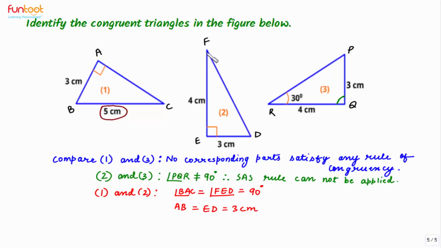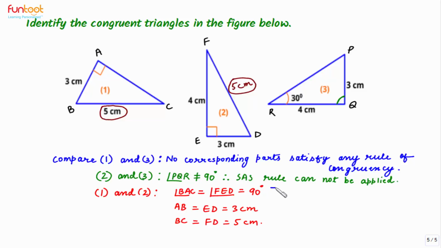Hypotenuse DF square will be equal to 3 square plus 4 square. That means DF square will be equal to 25 and DF will be 5 centimeters. So very easily, by application of Pythagoras theorem, you can find the hypotenuse DF to be 5 centimeters in triangle 2. Now we can see that the hypotenuses in triangles 1 and 2 are also equal. So we can write here BC is equal to FD is equal to 5 centimeters.